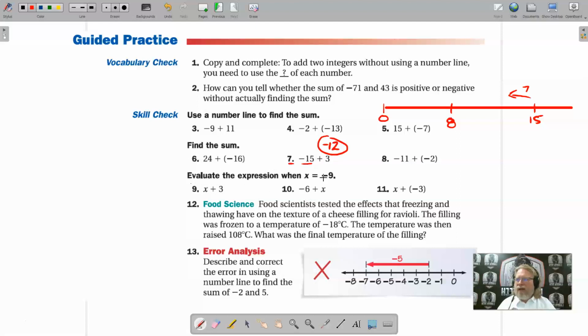Evaluate the expression when x equals negative 9. Let's try number 11 right here. That works well. So for x, we're going to replace it with a negative 9. And then bring the plus negative 3. Now they are the same sign, so I know my answer is going to be negative because they're both negative. And then I need to subtract. 9 minus 3 is 6. And so my answer would be negative 6.